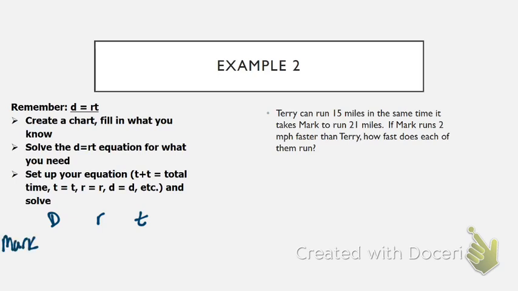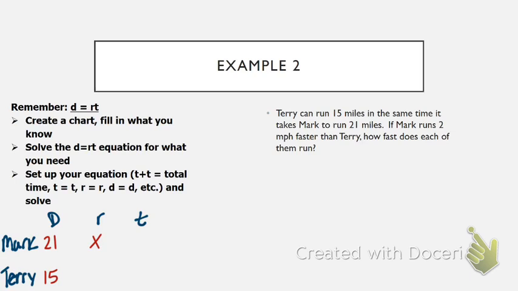I've got Mark and I've got Terry. Terry runs 15 miles. Mark runs 21 miles. Mark runs 2 miles an hour faster than Terry. It doesn't matter what you choose here, but let's just say Mark runs X miles an hour. You could make Terry run X, but let's say Mark runs X miles an hour.